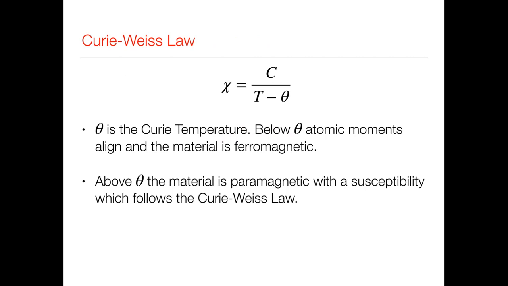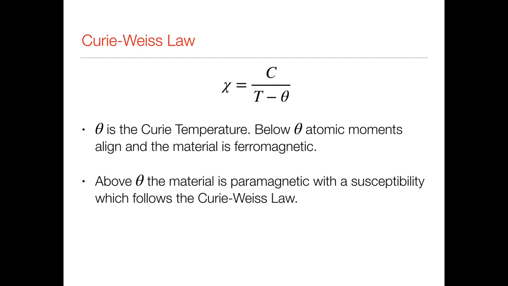Okay, so to summarize, here we have the Curie-Weiss behavior, and theta we know as the Curie temperature. So what this means is that when we're below theta, the magnetic moments will naturally align, and what we have is a ferromagnet. When we go above theta, the material is paramagnetic, and its susceptibility follows this Curie-Weiss behavior here. This mirrors a bit of what we know about iron magnets.